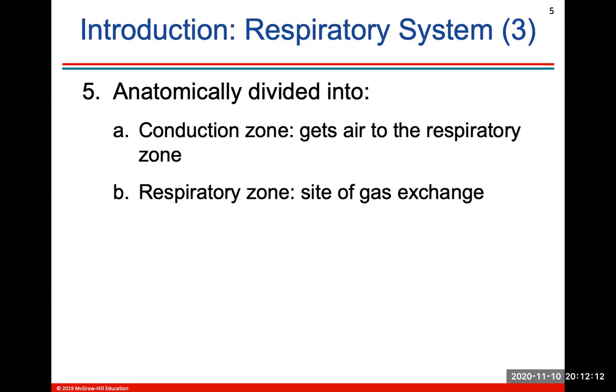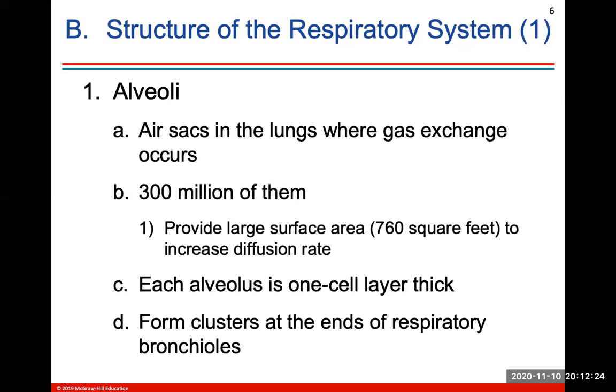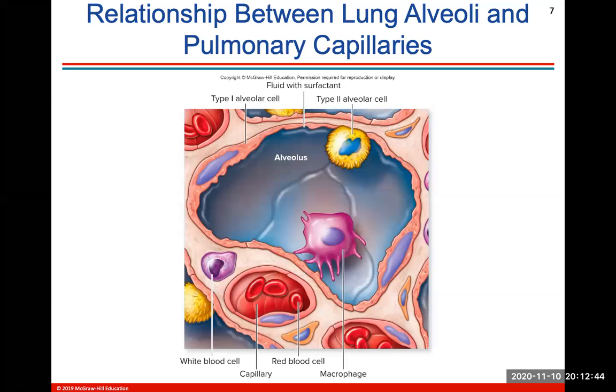Anatomically, we divide your respiratory system into the conduction zone, which gets air to the respiratory zone. And the respiratory zone is the site of gas exchange. The alveoli are the air sacs in the lungs where gas exchange occurs. There's 300 million of them. They provide a large surface area, about the size of a tennis court, to increase the diffusion rate. Each alveolus is one cell layer thick, and it forms a cluster at the end of the respiratory bronchiole.